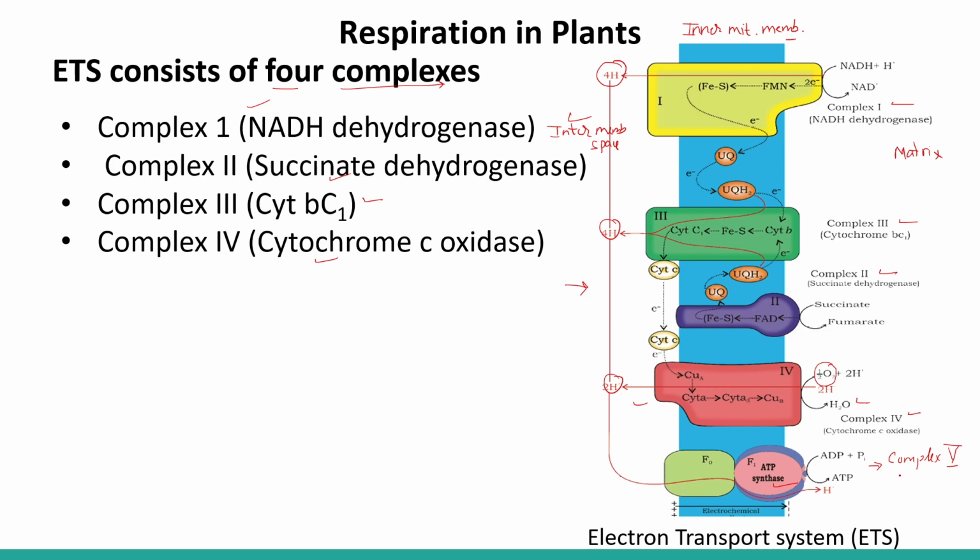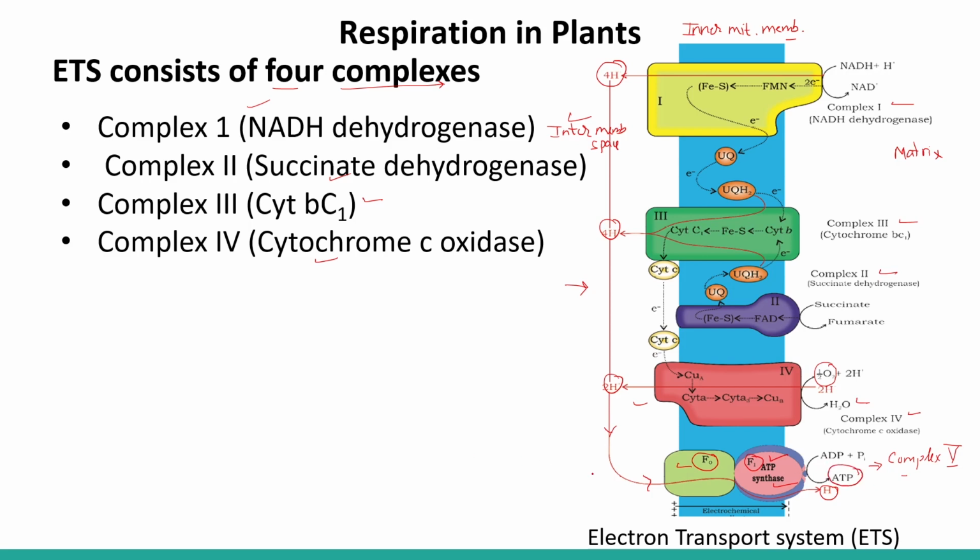Here, complex 5 we were talking about, which is known as ATP synthase. It consists of two components, F0 and F1. This F0 component acts as a transmembrane channel through which proton ions move back to the matrix. And what happens when they move back to the matrix? There is a conformational change in the F1, and this conformational change generates energy for the synthesis of ATP.